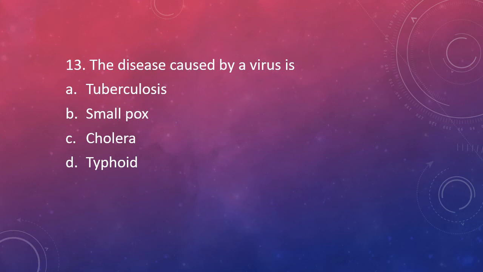Question number 13. Disease caused by a virus. Tuberculosis, smallpox, cholera, typhoid. Correct answer is option B. Smallpox is a disease which is caused by a virus. Tuberculosis is caused by bacteria, Mycobacterium tuberculosis. Cholera caused by Vibrio cholerae, which is again a bacteria. Typhoid caused by Salmonella typhi, which again is a bacteria.